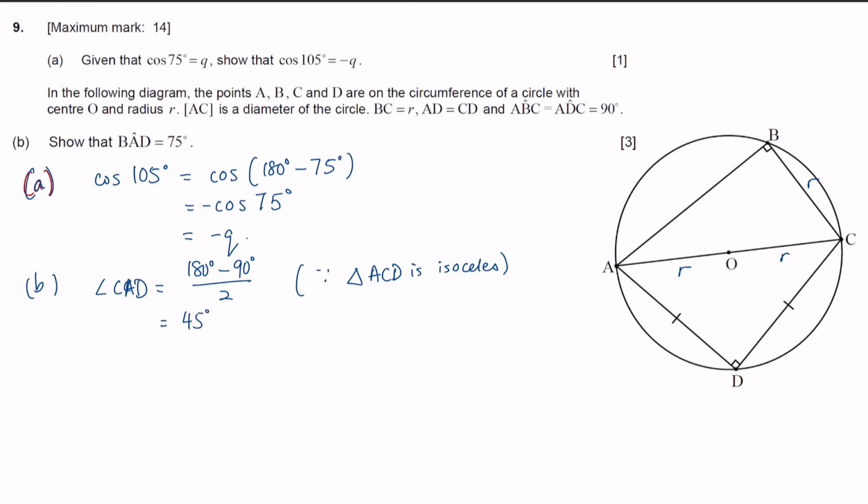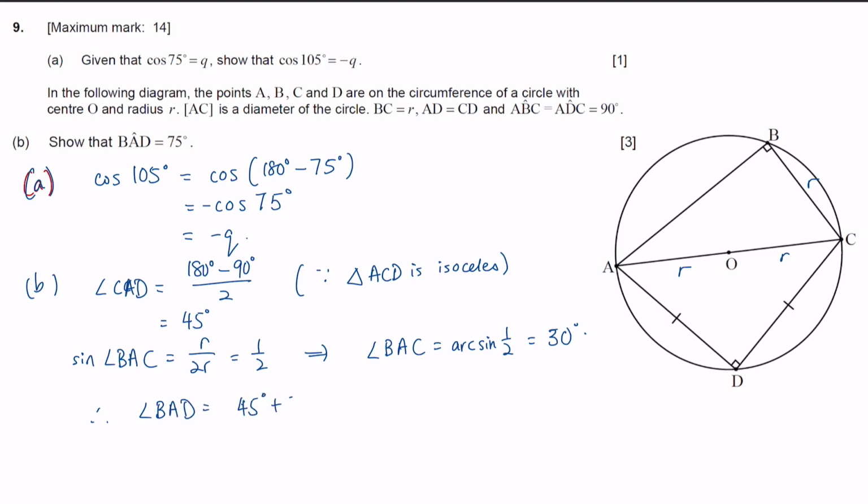Now I look at angle BAC and I realize that sine of angle BAC is equal to r over 2r, which is half. So that means angle BAC is equal to sine inverse of half, which is equal to 30 degrees. Therefore angle BAD is equal to 45 degrees plus 30 degrees, and that gives me 75 degrees overall.